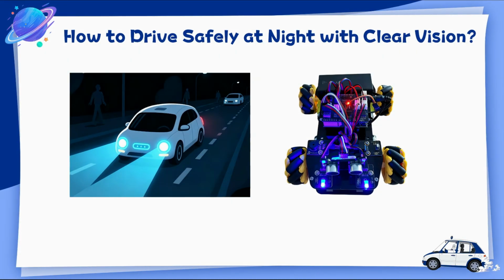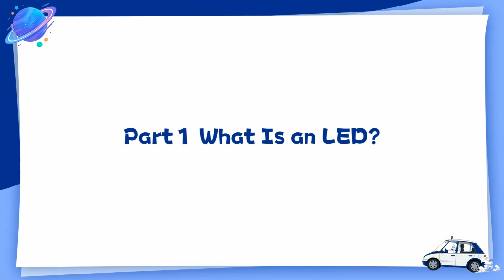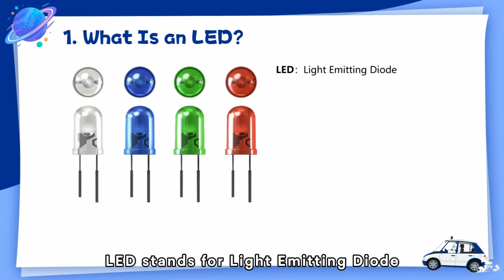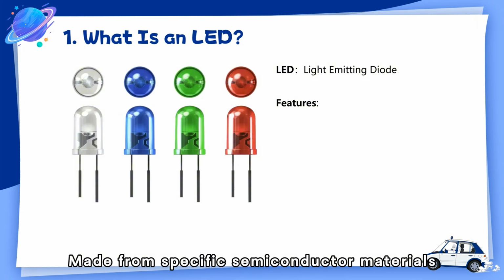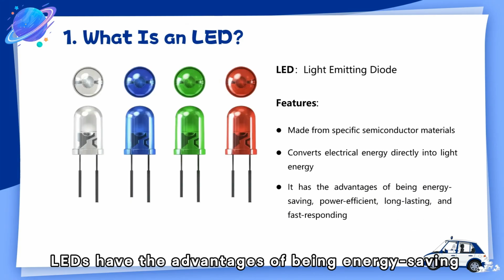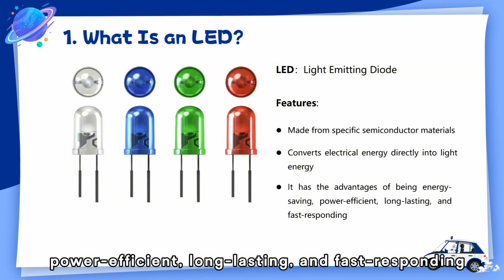LED light. Part 1. What is an LED? Do you know what an LED is? LED stands for Light Emitting Diode. Made from specific semiconductor materials, it can directly convert electrical energy into light energy. LEDs have the advantages of being energy-saving, power-efficient, long-lasting, and fast-responding.